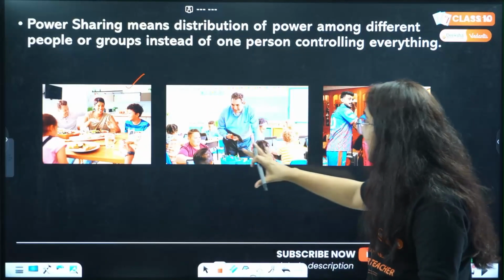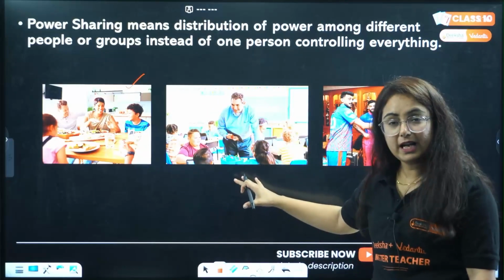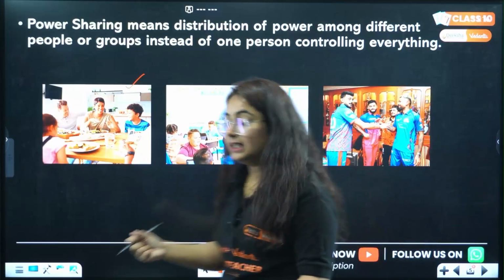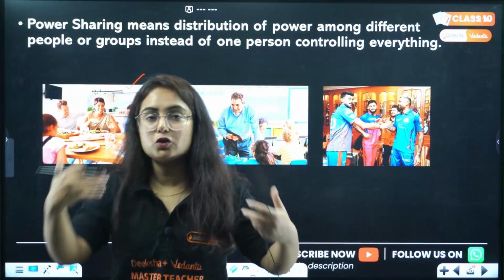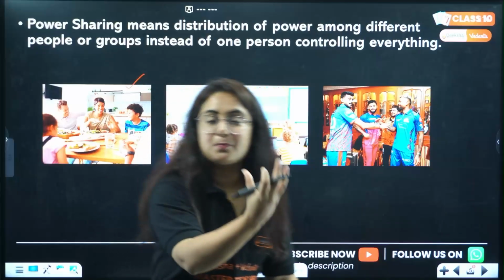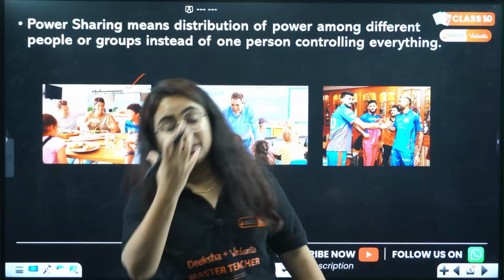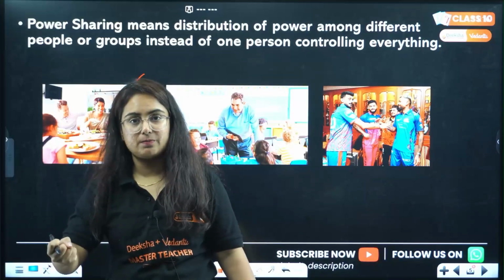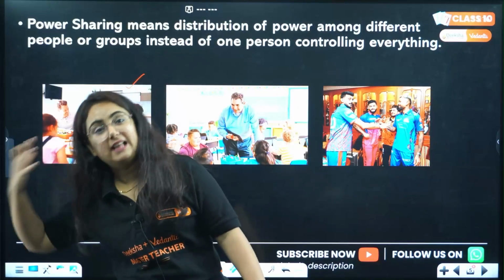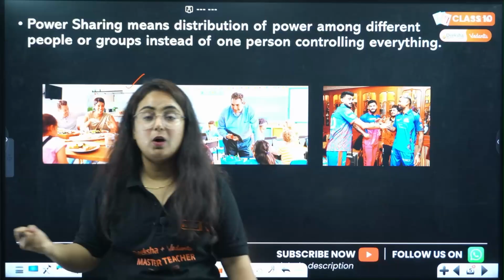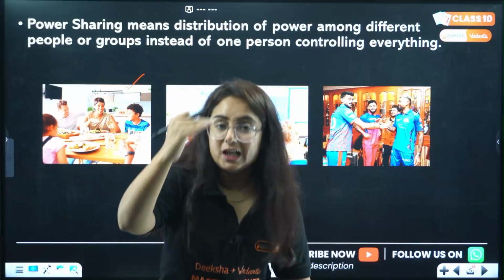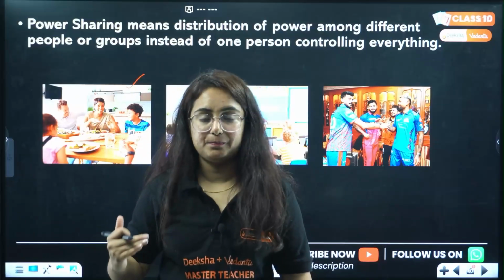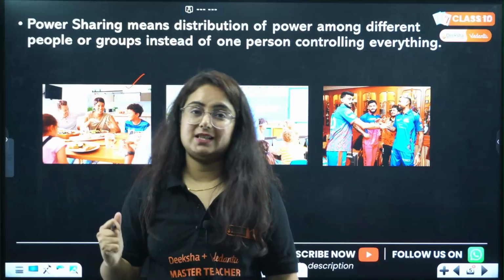We can see the example of a classroom, right? Let's take a larger picture, let's go to school. You can see there is a principal, right? Below them there are coordinators. Below them there are teachers, then class monitors, then the students. What is it? It is sharing of powers at each level according to their status.